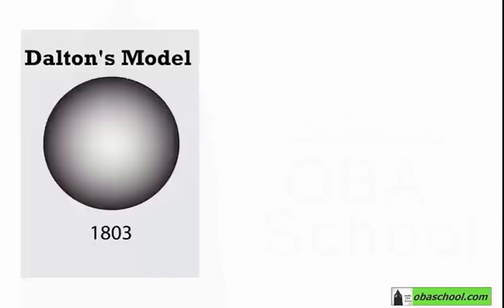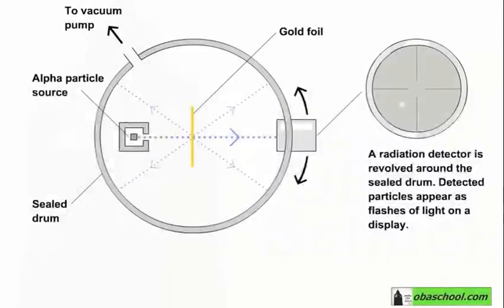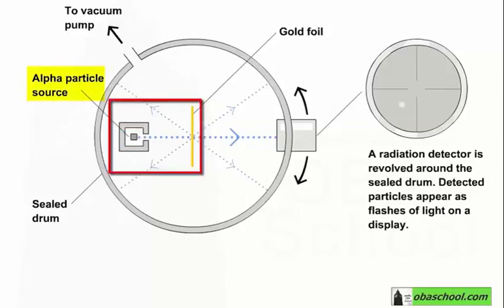We have already discussed Dalton's model of an atom and Thomson's model of an atom, which he called the plum pudding model. After 10 years of Thomson's model proposal, two of Ernest Rutherford's students were doing an experiment with radiation. They were using the dense, positively charged particles, which are called the alpha particles, as bullets to fire at a very thin piece of gold foil. So this is the gold foil.